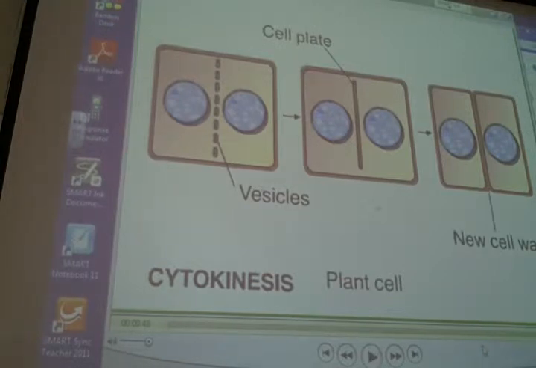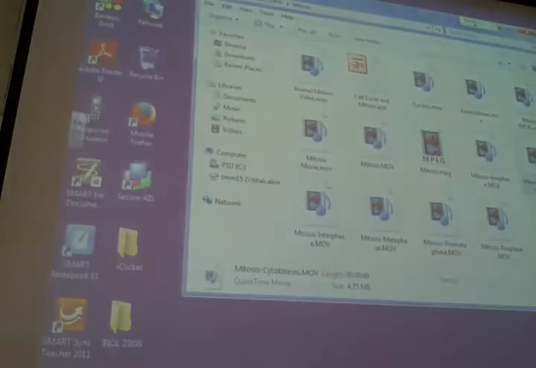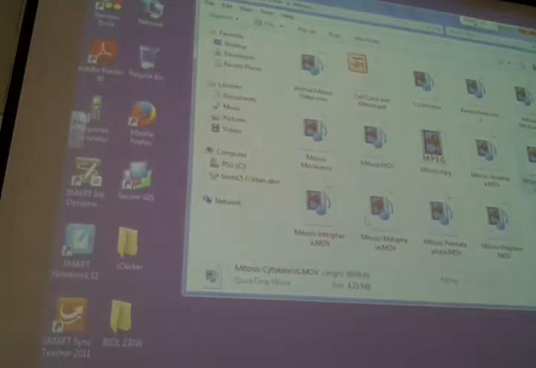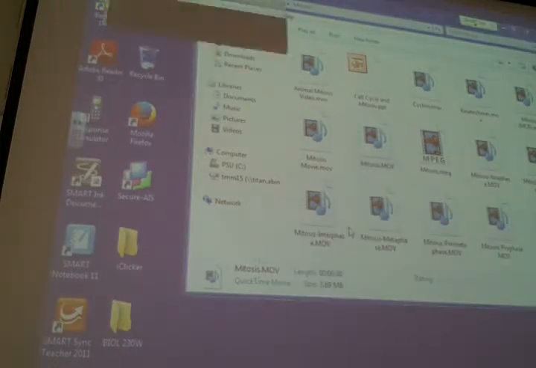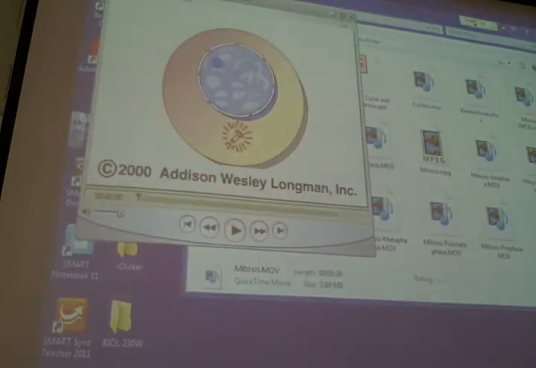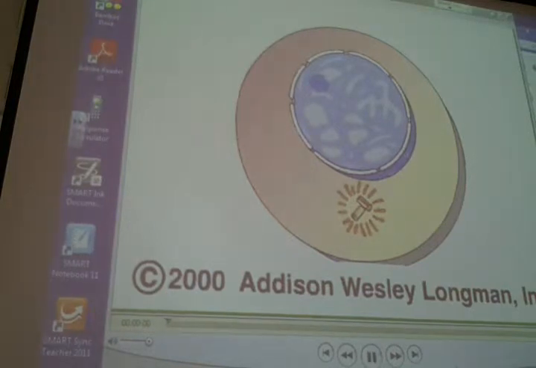Okay, so you don't have to worry about the plant cell part. Kind of everything in one shorter film.